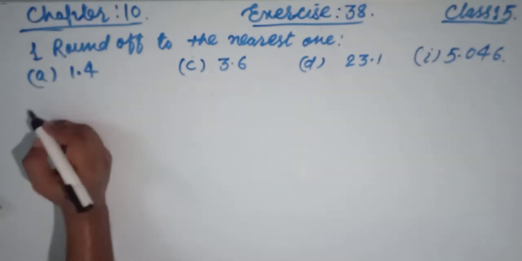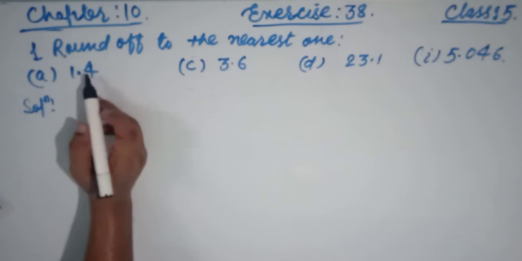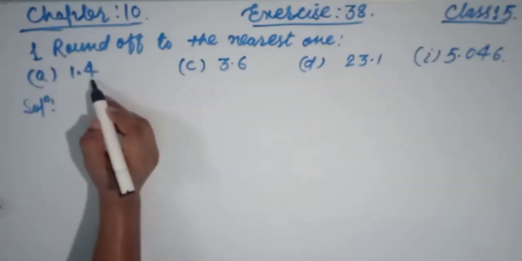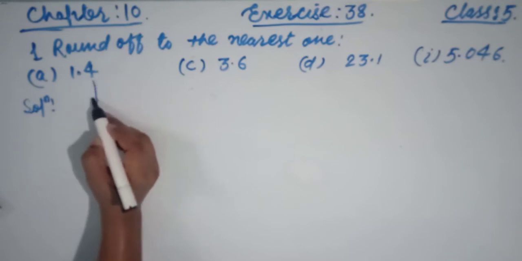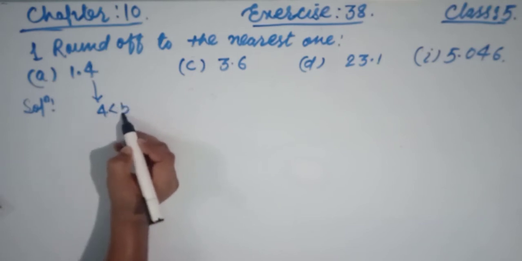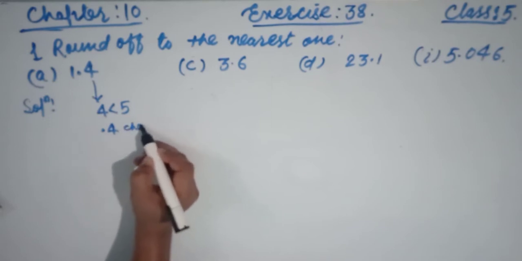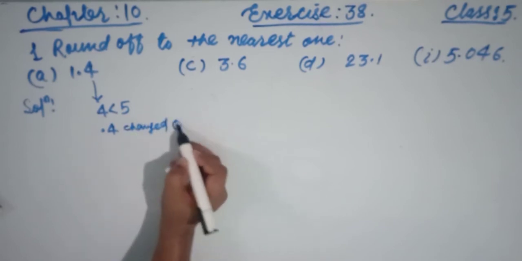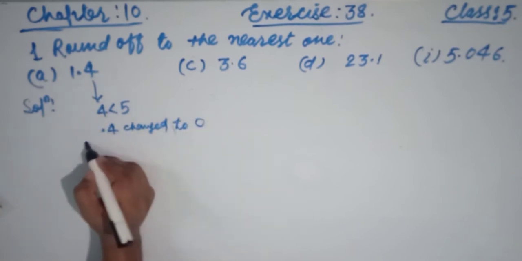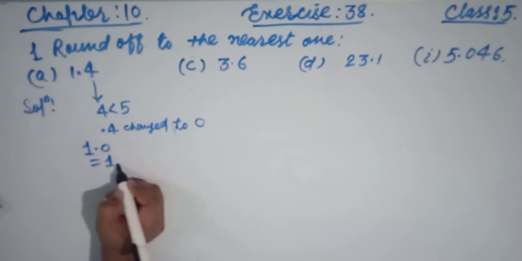Now see, friends, here A says 1.4. To the nearest ones, see friends, this is the ones place. This is 4, which is less than 5. So this point 4 changes to 0. Write the 1 as it is and point 0. So this could be written as only 1. So 1 is the answer.